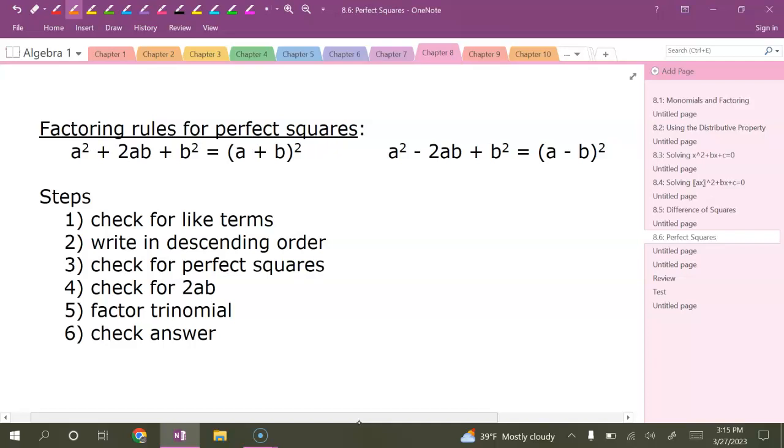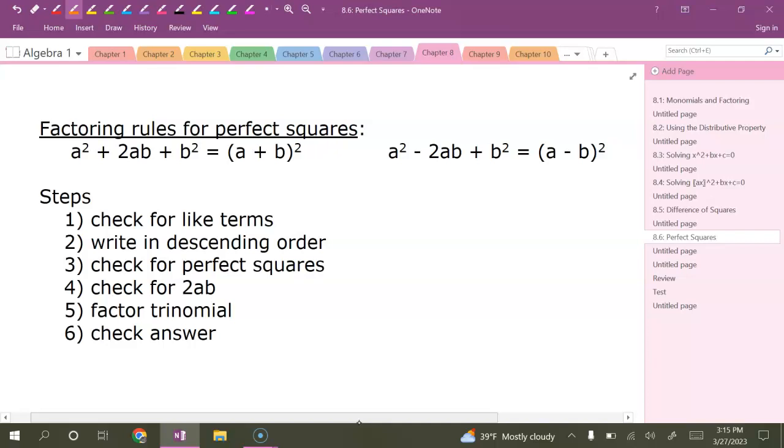So take the first and last terms, what you got when you square rooted them, and you're going to throw those into the parentheses, and then you're going to decide is there a plus or is there a minus sign. Okay? To do this, you're going to check to make sure that there's no like terms that need to be combined yet. So if they haven't simplified the example that they're giving you, you want to do that first. Step 2 is to make sure that you write it in descending order.